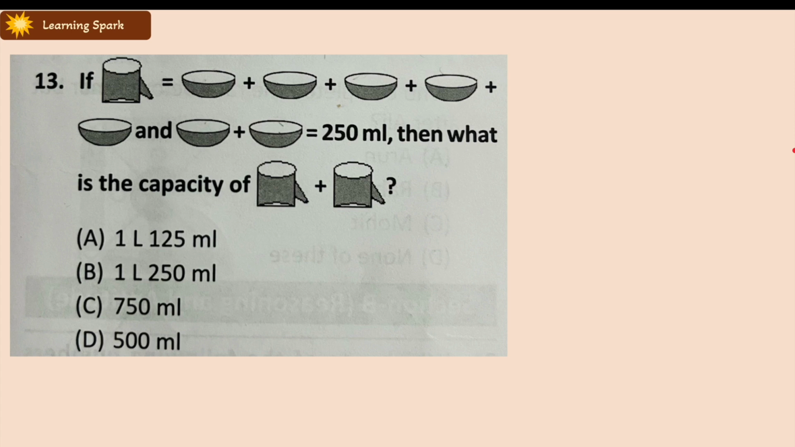Question number 13 is on your screen now. Okay, let's solve this now. So the question is the capacity of two jars. It says that one jar equals 1, 2, 3, 4, 5 bowls. One jar equals 5 bowls, and then it gives 2 bowls equal to 250 ml. Okay, so let's start this. One jar equals 5 bowls, so 2 jars equal 10 bowls, right?